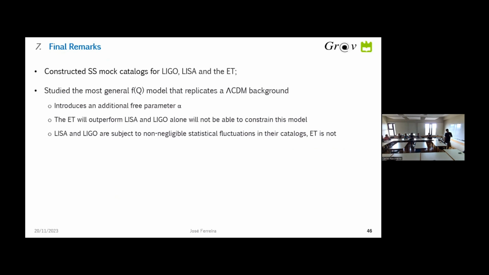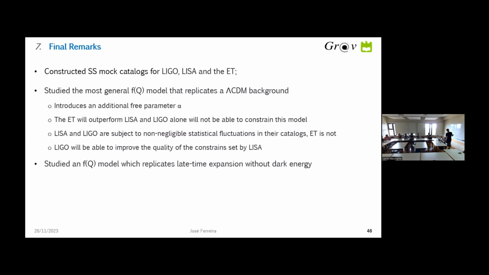We saw that LISA and LIGO are subject to non-negligible statistical fluctuations in their catalogs, while the Einstein Telescope is not. This is due to the number of events that the Einstein Telescope is expected to observe, and LIGO will be able to improve the quality of the constraints set by LISA.